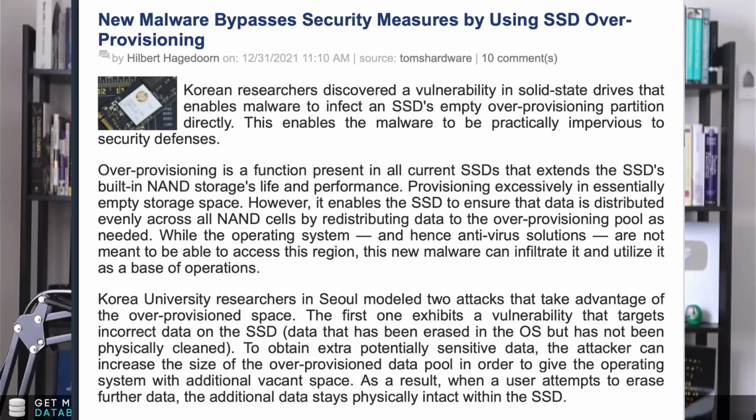I love that. One more note about over provisioning is that some smart South Korean researchers have found a way to inject malware into the SSD so that it never gets detected.